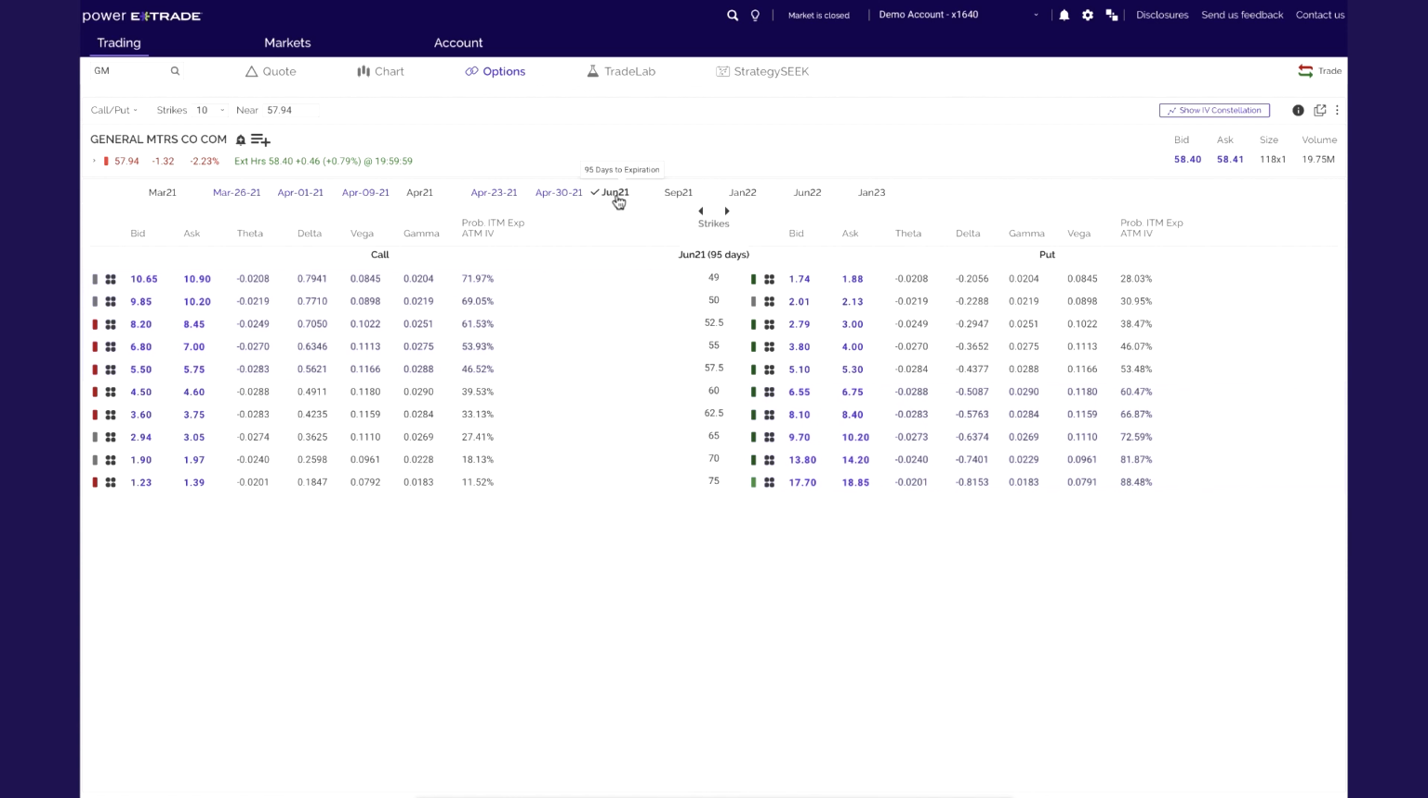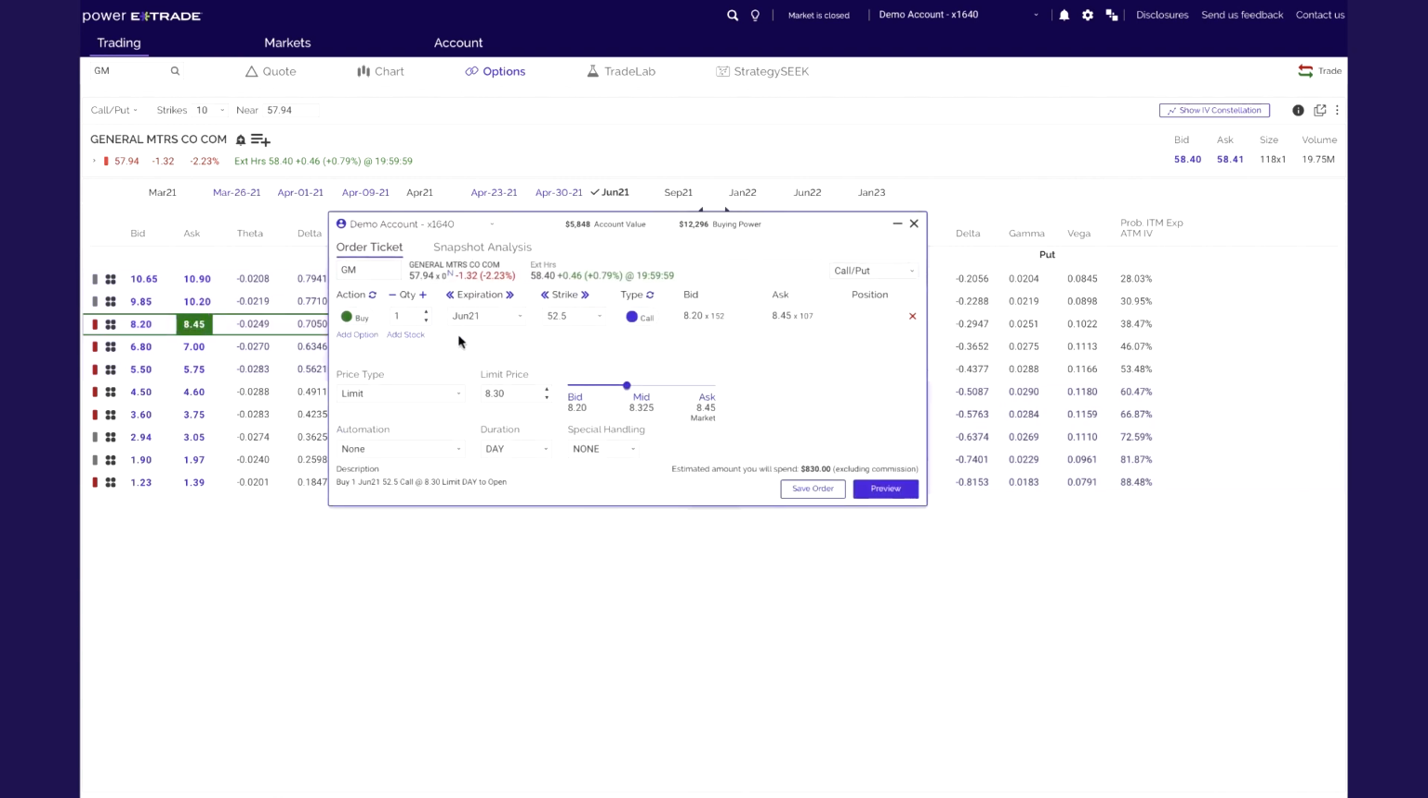My second objective was to find an in-the-money call option that has a delta of at least 0.7, and that takes me right out here to the 52.5. Now, I don't need to be writing these down. In other words, I don't need to go over to the trade ticket and then start selecting these. Instead, if I just go in and recognize that to buy the 52.5, if I click on the ask, then that's going to immediately load up the ticket for me. Pretty slick.